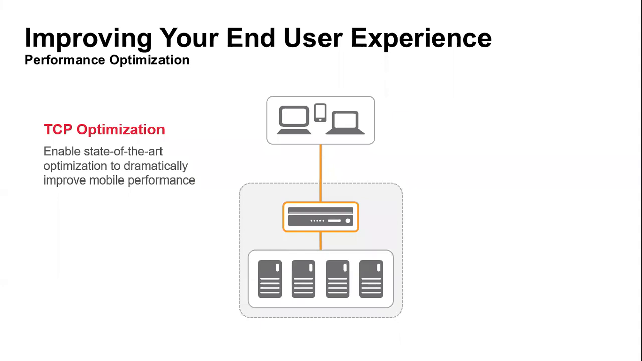Continue. So now as regards the application service, improving your end user experiences, there are features that are embedded in F5 to ensure that applications perform at their very best. One of the ways that is done is TCP optimization, which enables state-of-the-art optimization to dramatically improve mobile performance. In order for traffic to flow well, F5 incorporates TCP optimization for free flow of traffic to and through the app deployment.